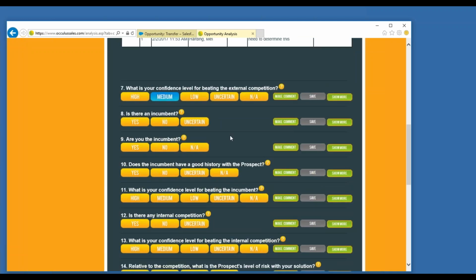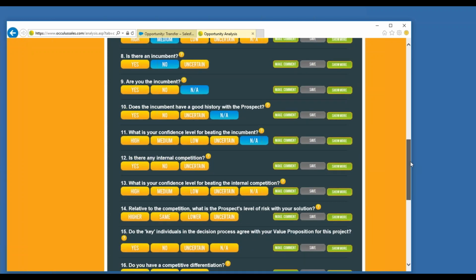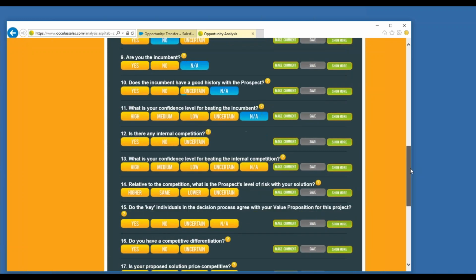Is there an incumbent? The incumbent is, am I trying to displace a current vendor who's currently providing a solution to this problem? No, there is no incumbent, because this is a new project and they haven't really done anything like this before.